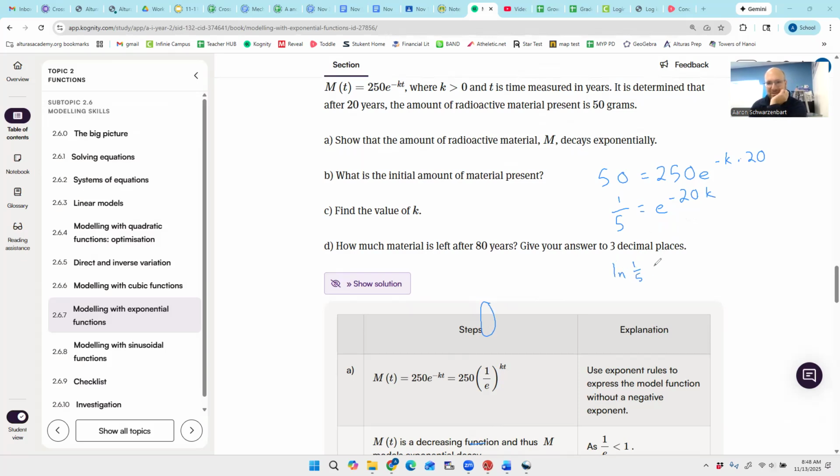ln 1/5 equals negative 20k. k equals ln 1/5 over 20, which by the laws of logs is ln 1 minus ln 5 over 20, and ln 1 is 0. So if I want to know how much is left after 80 years, I'm going to do m of 80.